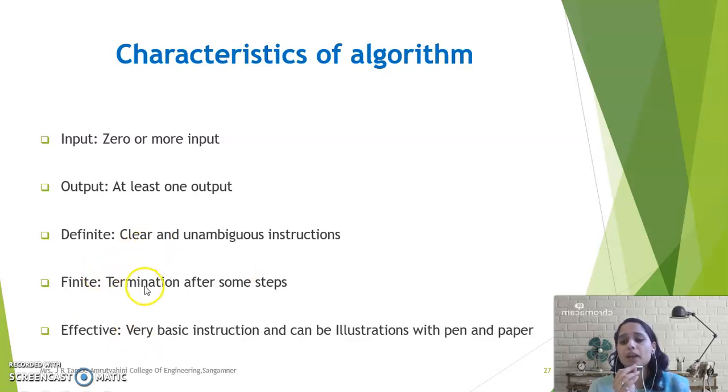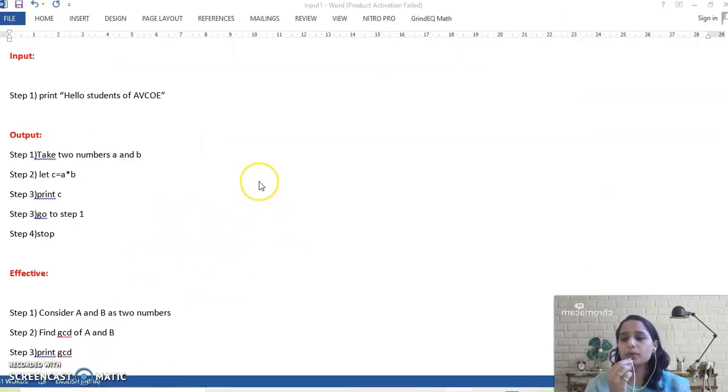Next property is finiteness. Finite means, the literal meaning of finite means what? A limit. It should stop after some number of particular steps. So finite means your algorithm should terminate after some steps. For example, if I write an algorithm where there is no stop, I would like to give you an explanation of this finiteness. This is the algorithm for multiplication.